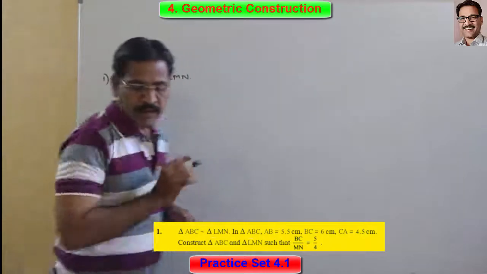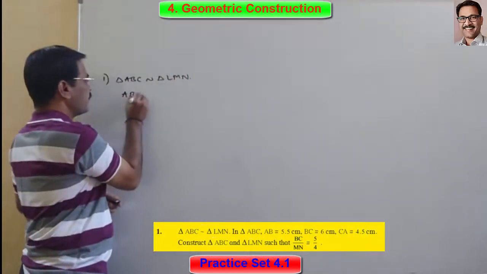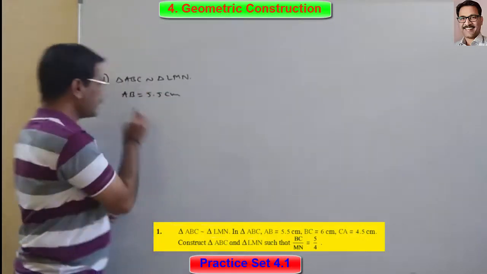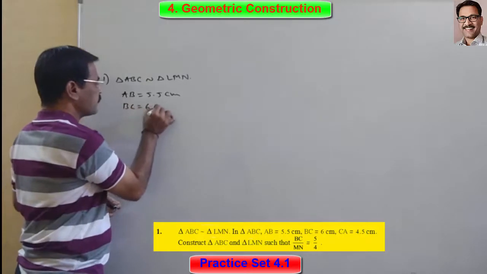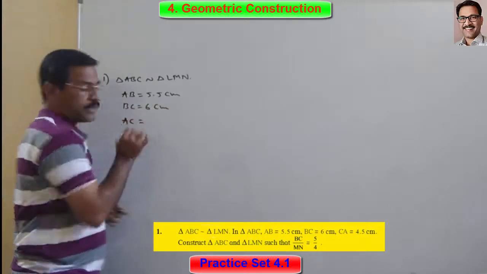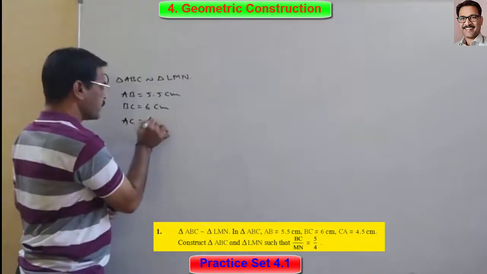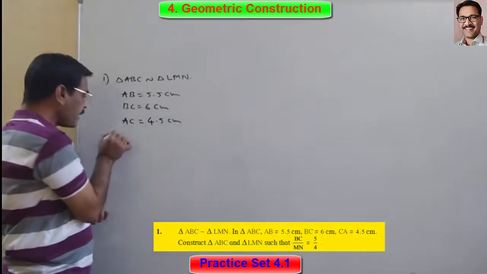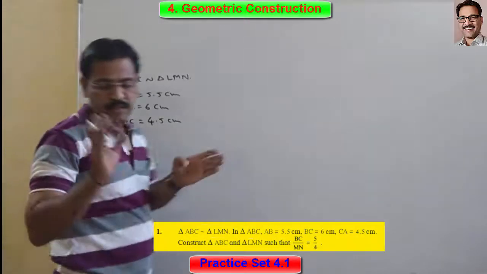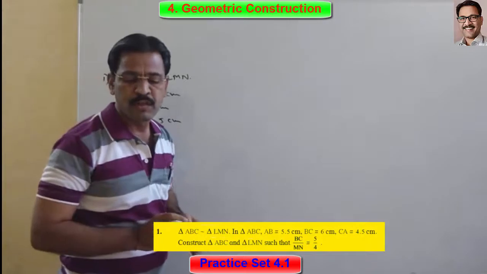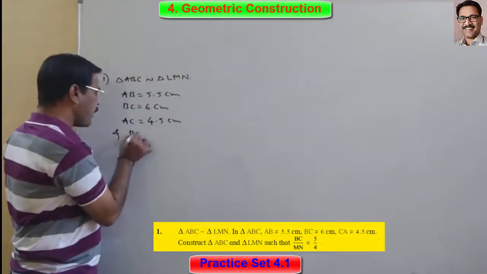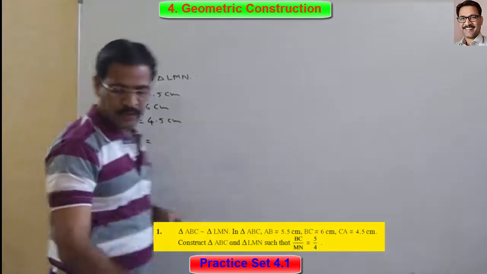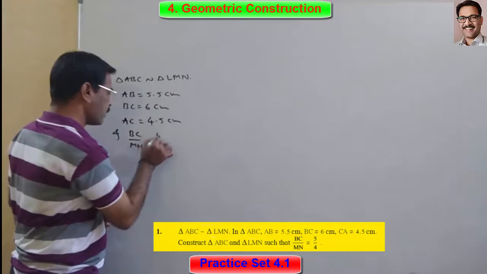AB is 5.5 centimeter, BC is 6 centimeter, and AC is 4.5 centimeter. Either AC or CA, this is a segment. Then the very important part given to us is the corresponding sides ratio, that is BC upon MN, which is 5 upon 4.